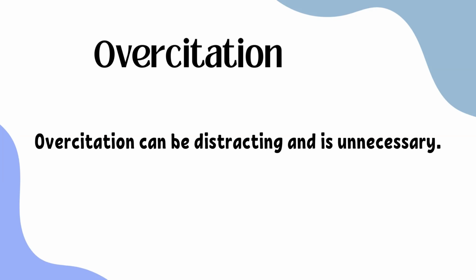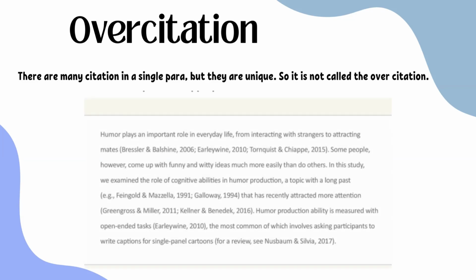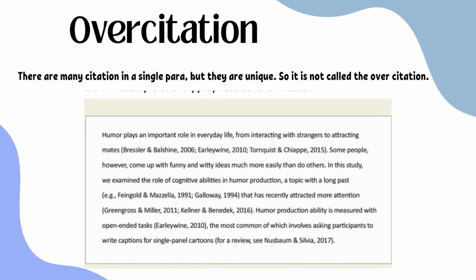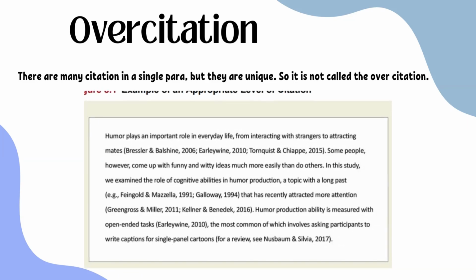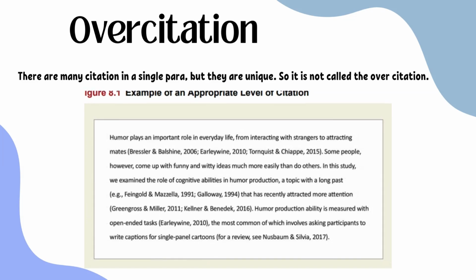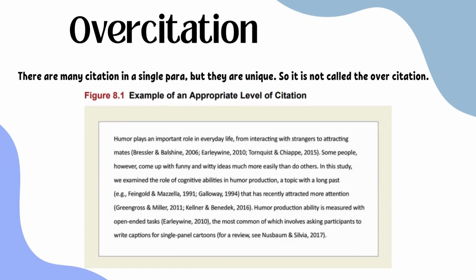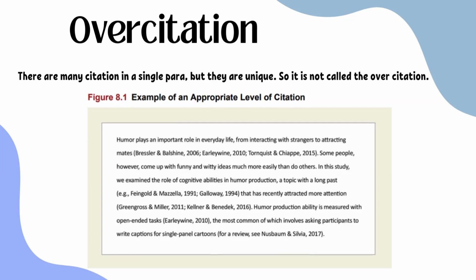Instead, when paraphrasing a key point in more than one sentence within a paragraph, cite the source in the first sentence in which it is relevant, and do not repeat the citation in subsequent sentences as long as the source remains clear and unchanged. You can see this picture is adapted from the APA Manual 7, and there are many citations in a single paragraph, but they are unique, so it is not called overcitation.